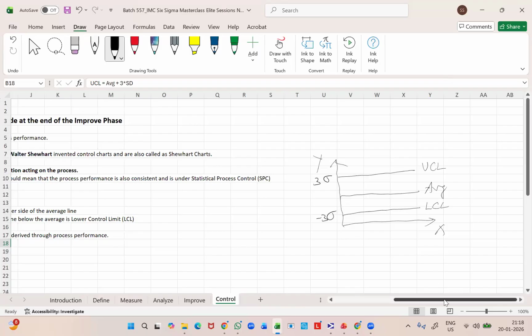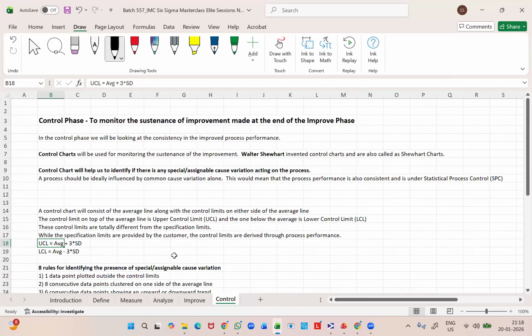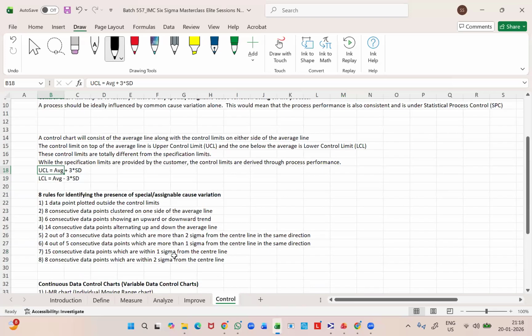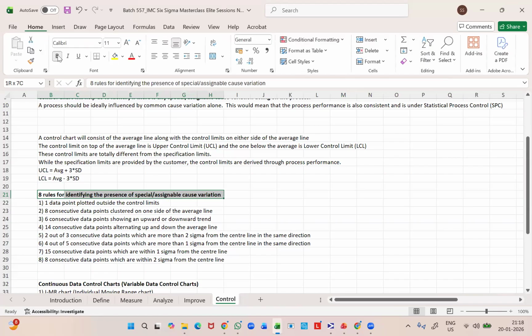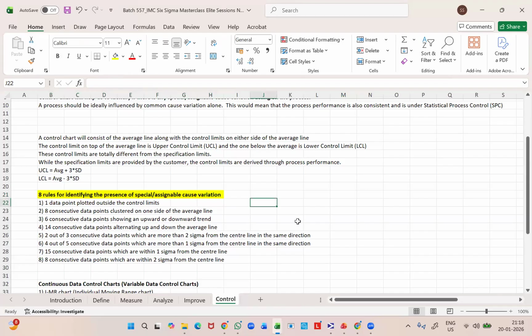So when we have a control chart depicting like this, how do we identify the presence of assignable or special cause variation acting on the process? We have 8 rules which can be applied in order to identify the presence of assignable or special cause variation acting on the process. Out of these 8 rules, 4 rules we have already seen as part of the run chart concept. Those 4 rules will be the first 4 and the next 4 will be slightly stricter, right?